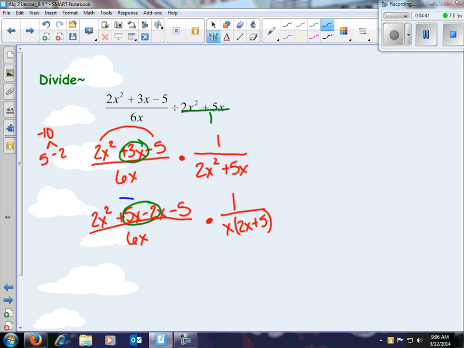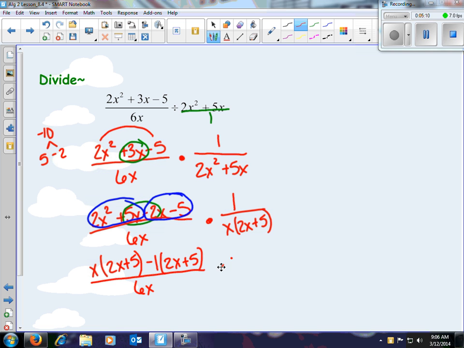Now, I need to factor by grouping over here. So I'm going to group my first two terms and factor the greatest common factor, and then my second two terms. I have 2x squared plus 5x, so I can factor x out of that. So I have x times 2x plus 5. And then this side I have negative 2x minus 5, so I can factor out a negative 1 and have 2x plus 5. Again, this is still over 6x times 1 over x times 2x plus 5.